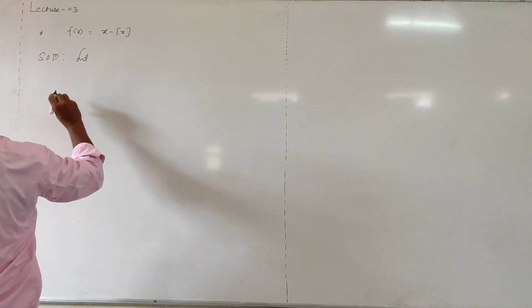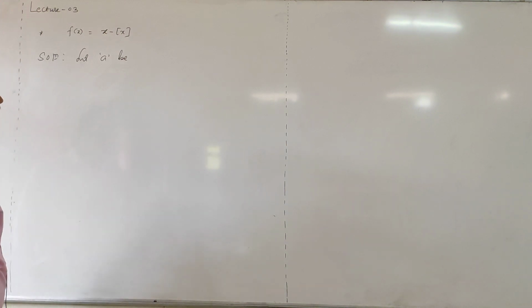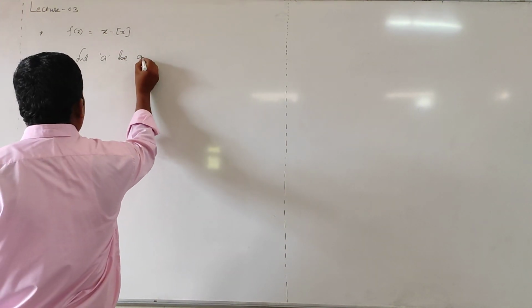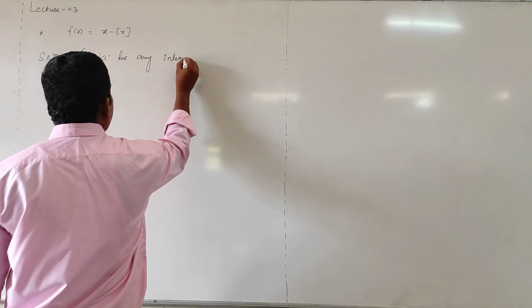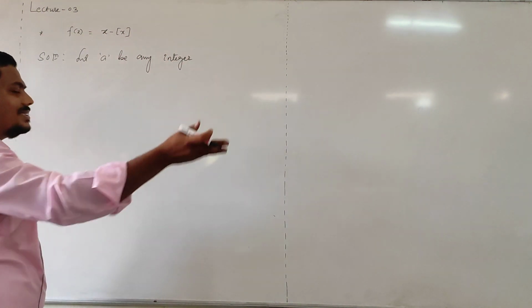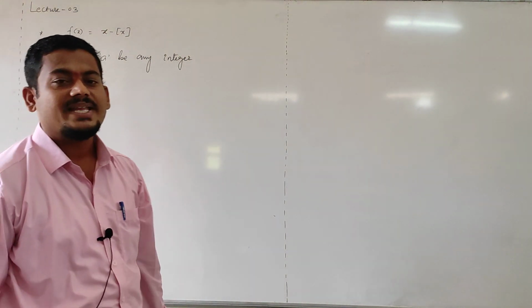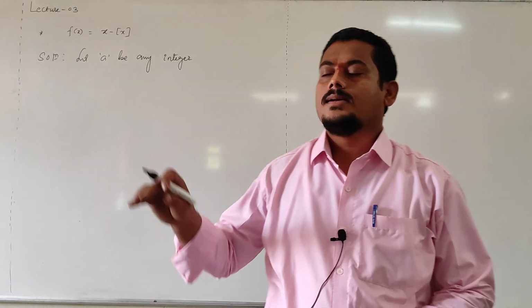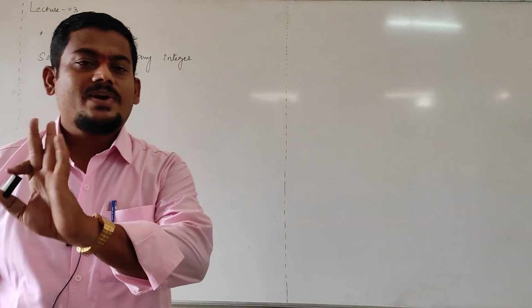Let a be any integer. It is exactly the same as the previous problem. For this also, instead of [x], here x minus [x] is given. Just evaluate the left hand limit value, right hand limit value and functional value.